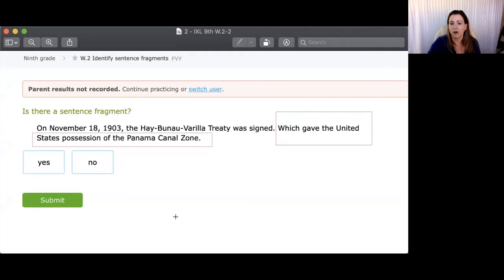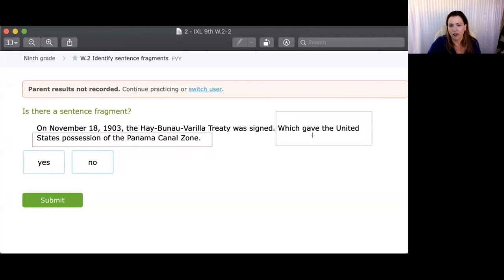We have a subject and we have a predicate, which gave the United States possession of the Panama Canal Zone. That is technically not a complete sentence. We're left wondering, what are we talking about here? We do sort of have an understanding that we're referencing this, but it's not considered a complete sentence here. So this is considered a fragment.